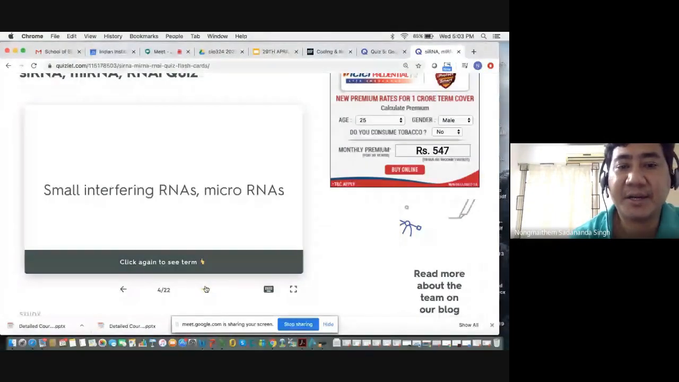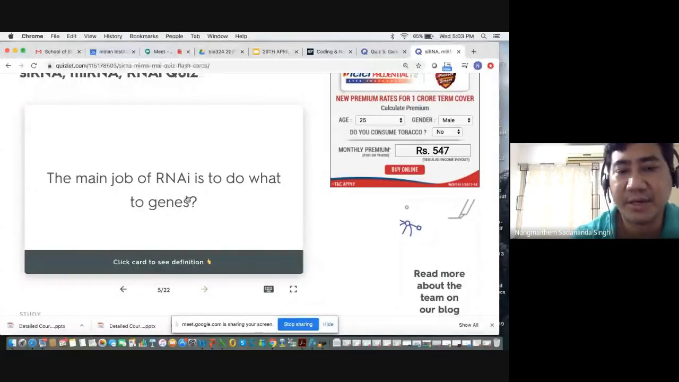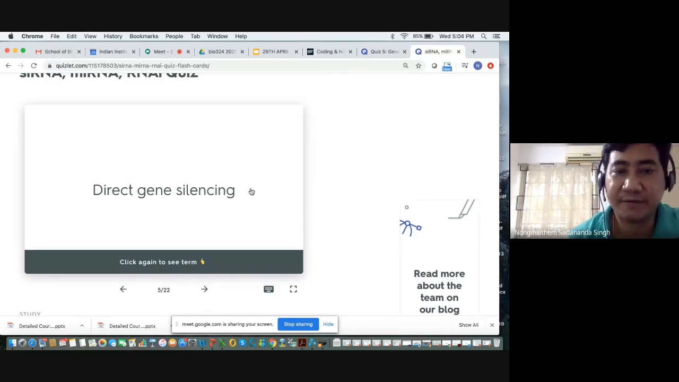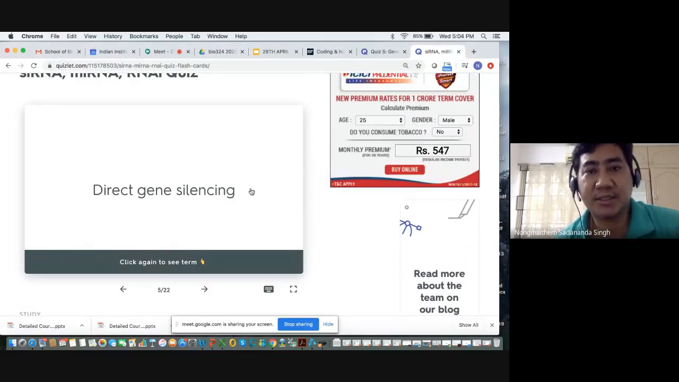Then the main job of RNAi is to do what to genes? This is quite a redundant question. Direct gene silencing, that's what we have been talking about. But I think this is not the only answer, correct? Last time we talked about microRNAs. Of course, it is gene silencing most of the time. It can act at the post-transcriptional level or at the transcriptional level, because it can attract chromatin modifying factors to change the status of the chromatin organization, and it can change the transcriptional status of that particular gene or locus. That's what we discussed last time.